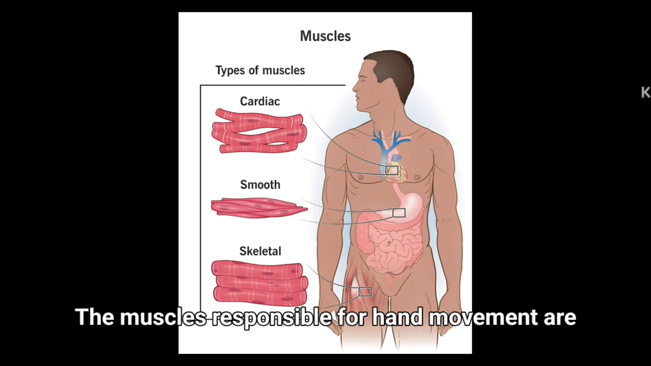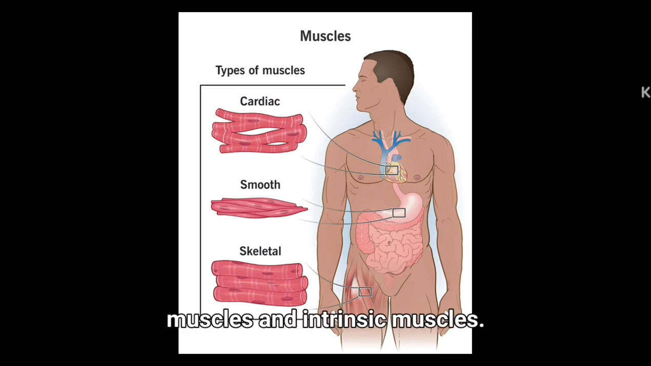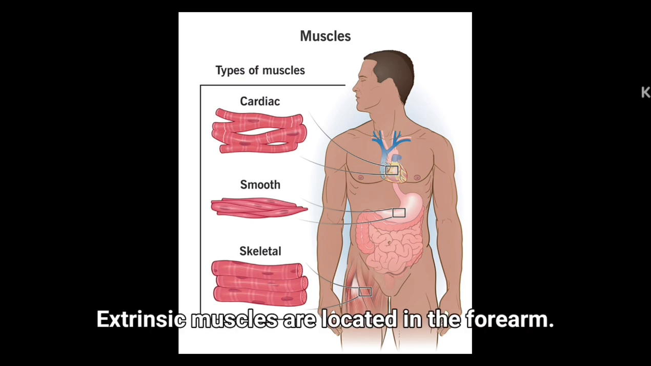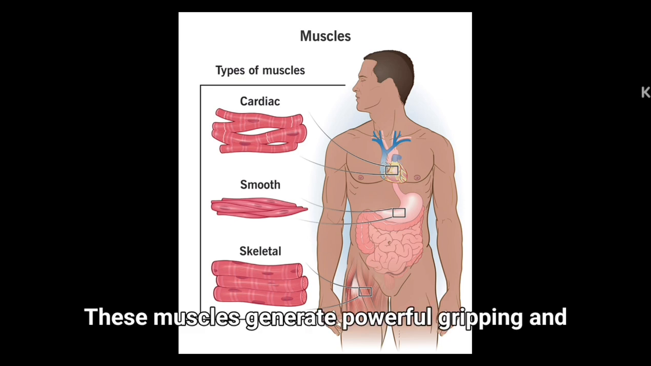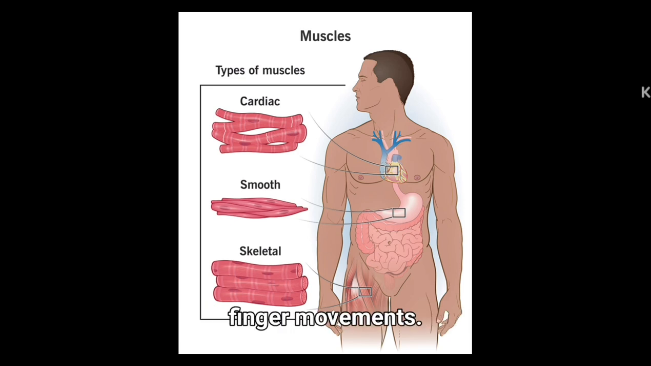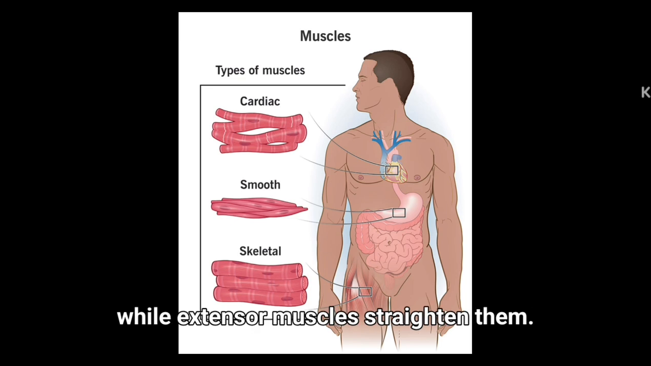The muscles responsible for hand movement are divided into 2 major groups: extrinsic muscles and intrinsic muscles. Extrinsic muscles are located in the forearm. Their tendons extend into the hand to produce movement. These muscles generate powerful gripping and finger movements. Flexor muscles bend the fingers and wrist, while extensor muscles straighten them.